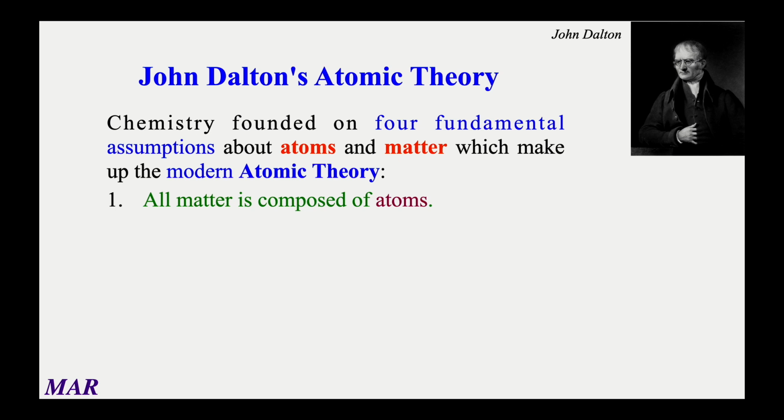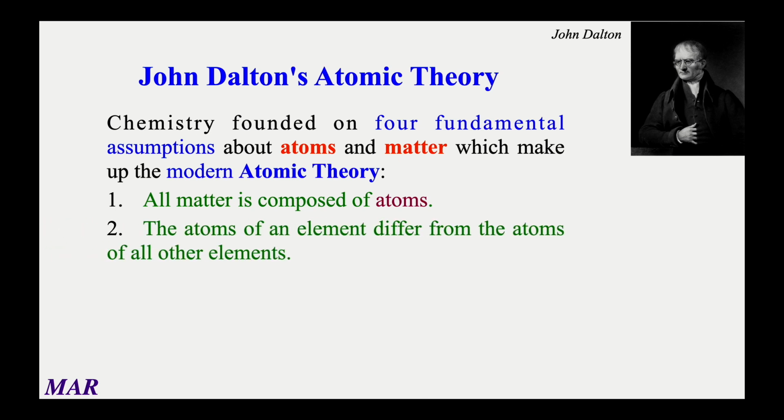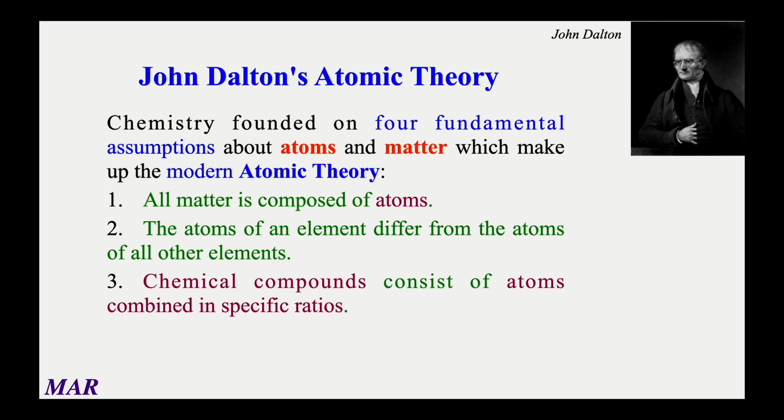Also, all matter has these little tiny parts in there. The atoms of one element differ from the atoms of all the other elements, and this is also true. So, for example, hydrogen is much different than helium, and carbon is much different than nitrogen. And we'll talk about why they're different later too, but he figured this out, which was pretty cool.